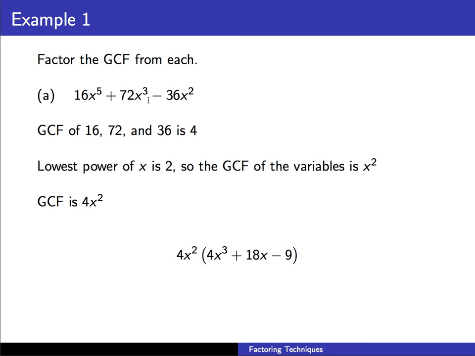Next up, 72x cubed divided by 4x squared. 72 divided by 4 is 18. And x cubed divided by x squared is x to the first, or just x. Finally, negative 36x squared, when we divide that by 4x squared, negative 36 divided by 4 is negative 9. And then x squared divided by x squared is 1, or x to the 0 power. So our factored form of this expression is 4x squared times (4x cubed plus 18x minus 9).